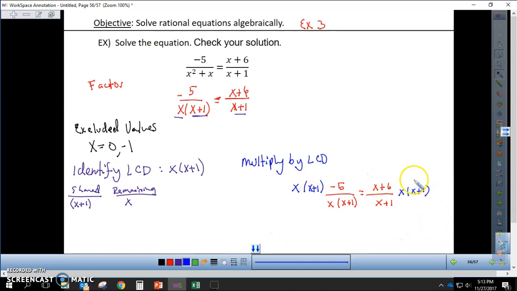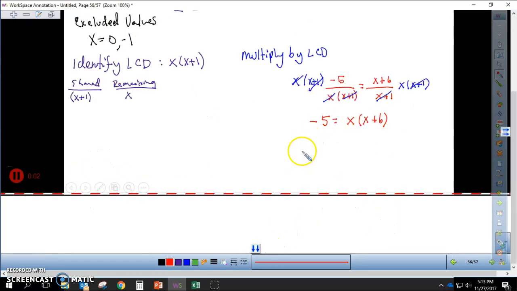When I multiply each term by my LCD, what you hope happens is this x is going to cancel, this x plus 1 cancels, this x plus 1 cancels, and now all I have left is -5. Pretty sweet. On this side, x plus 1 is going to cancel this x plus 1, and we get x times x plus 6. I'll take two steps.